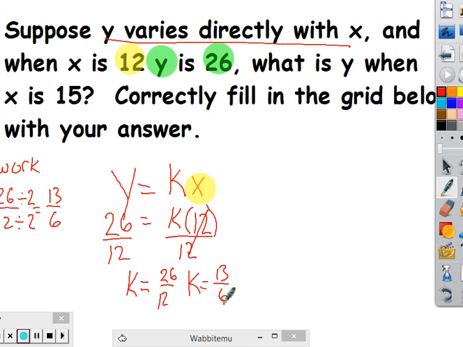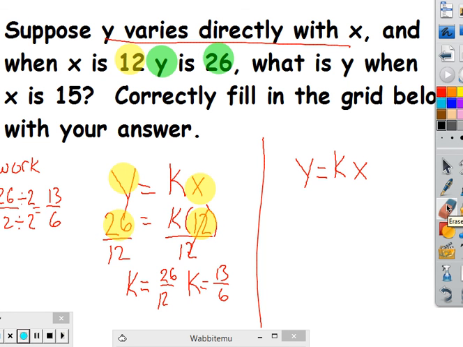Then we're going to start a new column over here and write our equation again, y equals kx, because what we did over here is we said when x is 12, we know that y is 26, but what we are looking for is when x is 15. So what we're looking for over here is when x is equal to 15. So that's not going to help us. We're just going to have to plug in our answer from here.